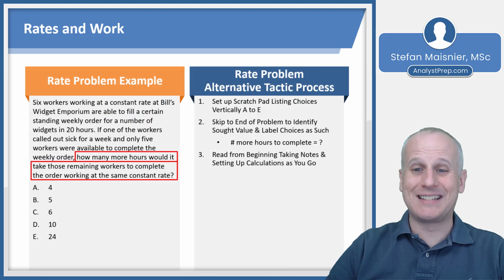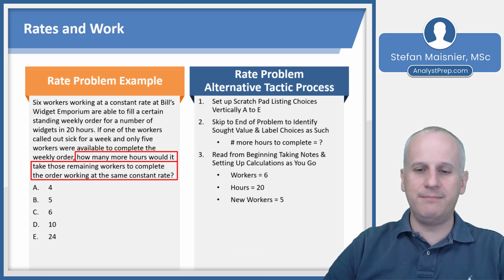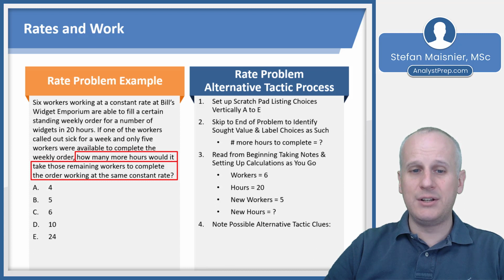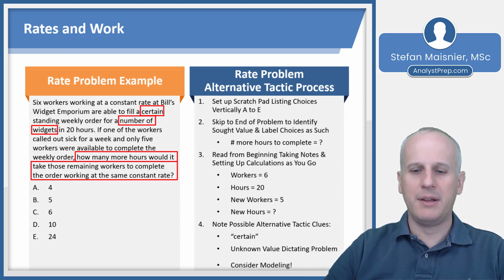So we go back to the exact same structure. So we've already set up the scratch pad. We already know what we're being asked for, how many more hours to complete, and we start taking notes. So we know that there are 6 workers. We know that there's 20 hours. And we've got our new number of workers going to be 5. So we're trying to solve for our new hours. And you want to note our possible alternative tactic clues, starting with the word certain. And we've got an unknown value, a number of widgets dictating the whole problem. So that indicates that there's a possible modeling approach to this problem as well.